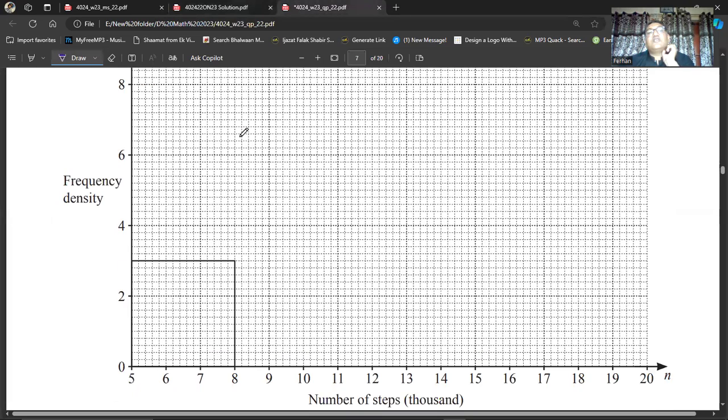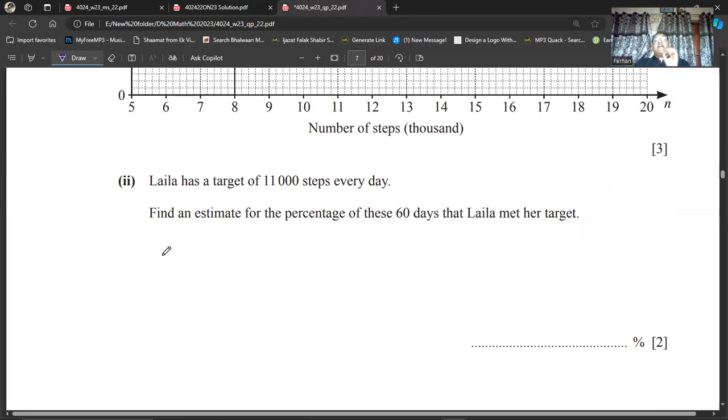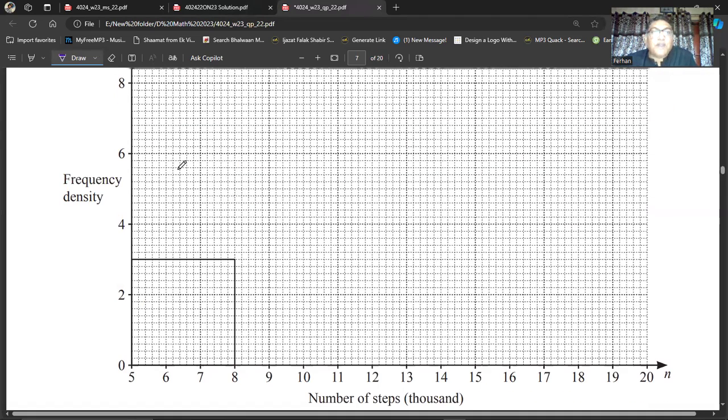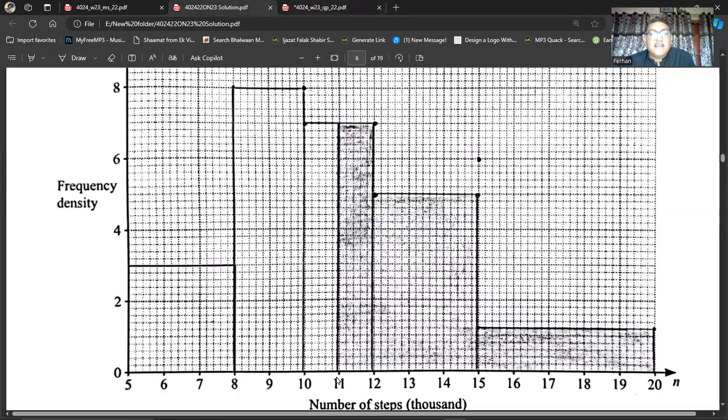Okay, the next question they are asking is the second part. Lela has a target of 11,000 steps every day. Find an estimate for the percentage of these 60 days that Lela met her target. So Lela has a target of 11,000 steps. Okay. So 11,000 steps is not written here. When you take 12,000 steps, you have completed this 11,000 target. The day you have completed 18,000 steps, you have completed this target. So 11,000 means 11,000 and more steps. Okay. So from my histogram, you can see this is the 11,000.